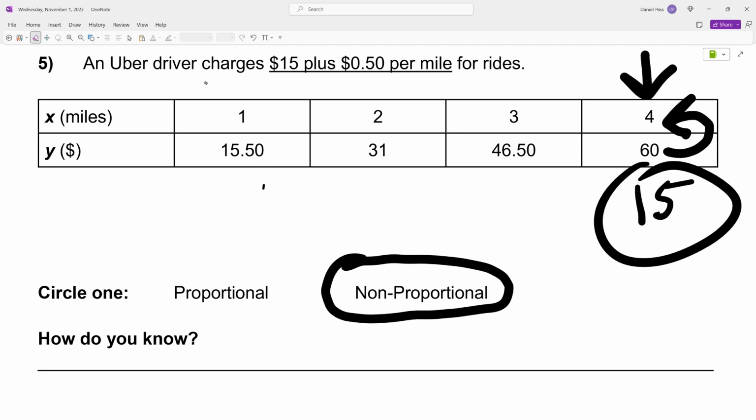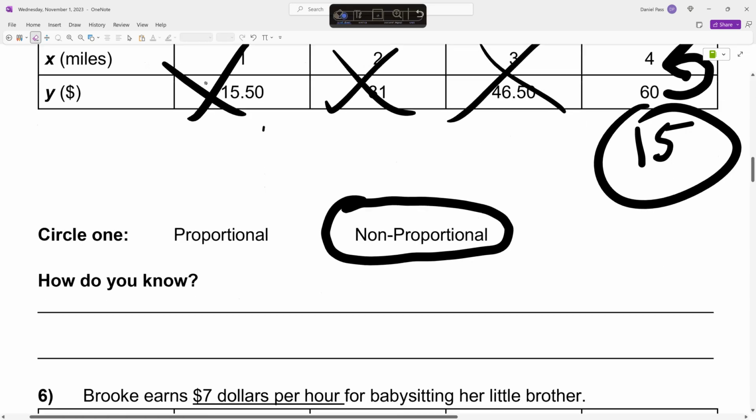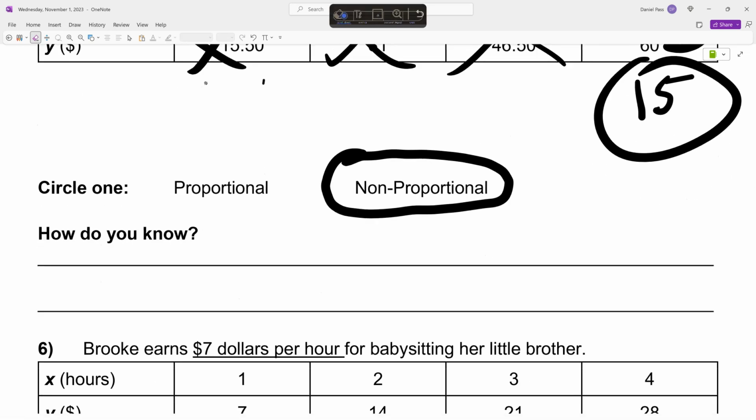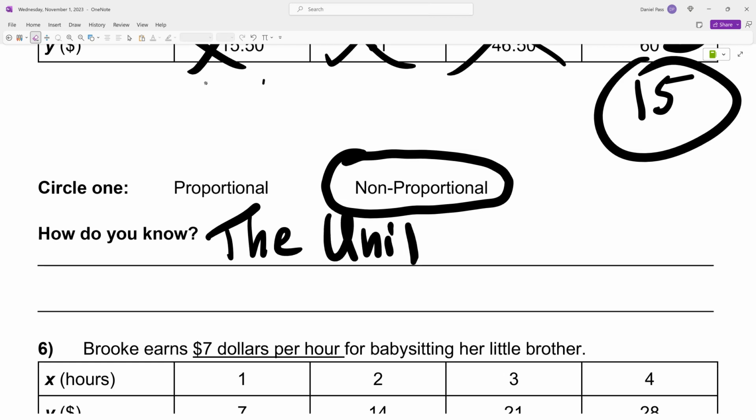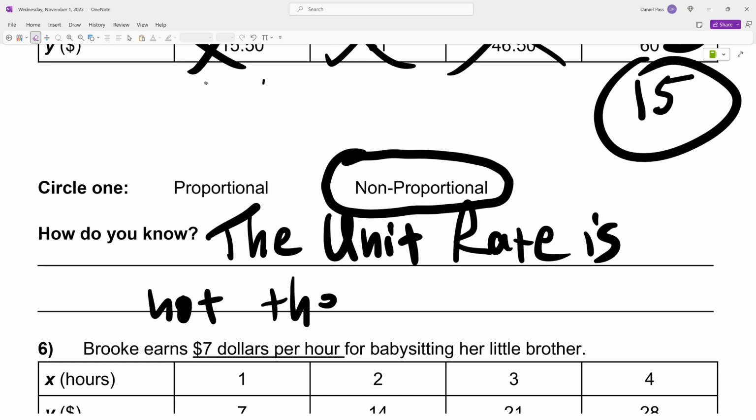But what else did you notice, Mr. Cena? That the other ones are not 15. Exactly. So when he says, how do you know, this is going to be on the test. We write that the unit rate is not the same. Get it? Got it? Yeah?